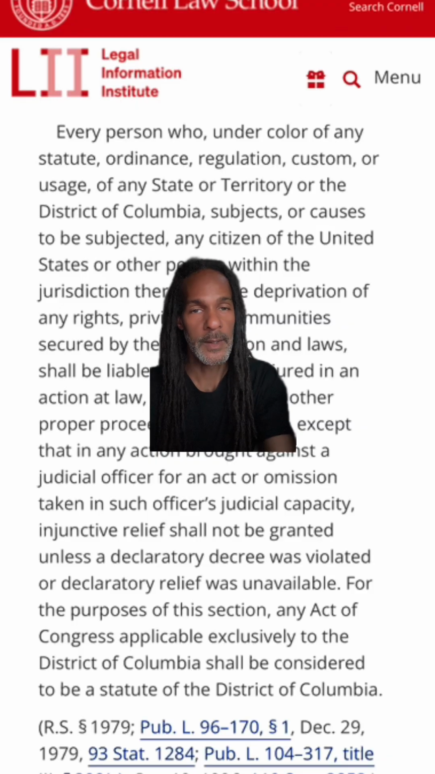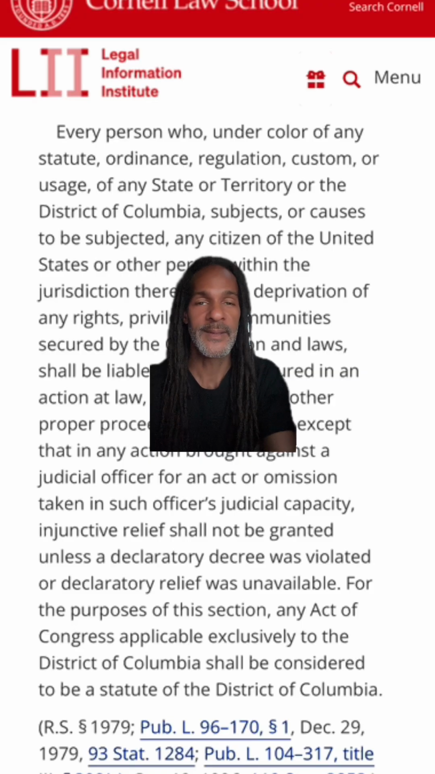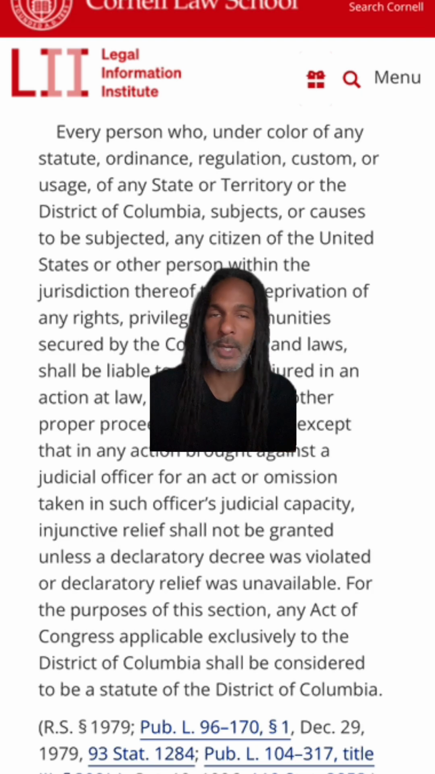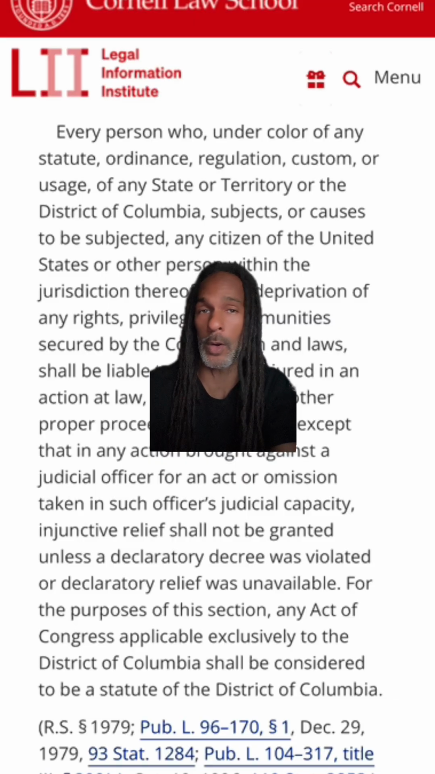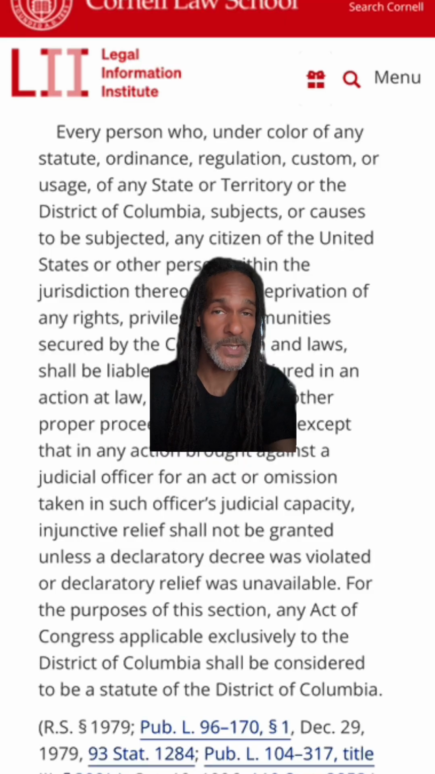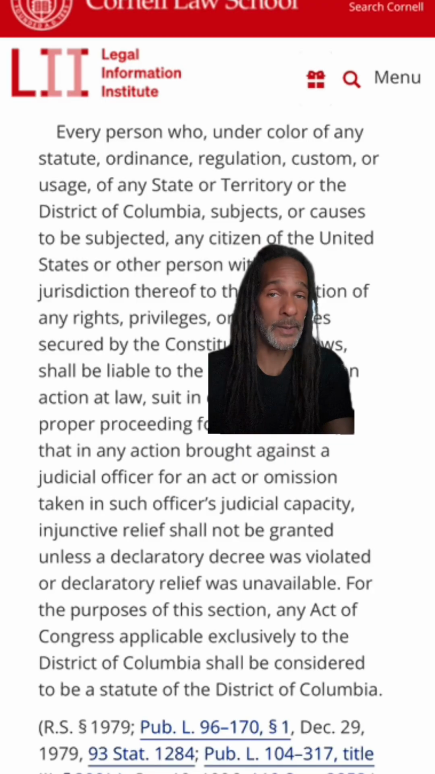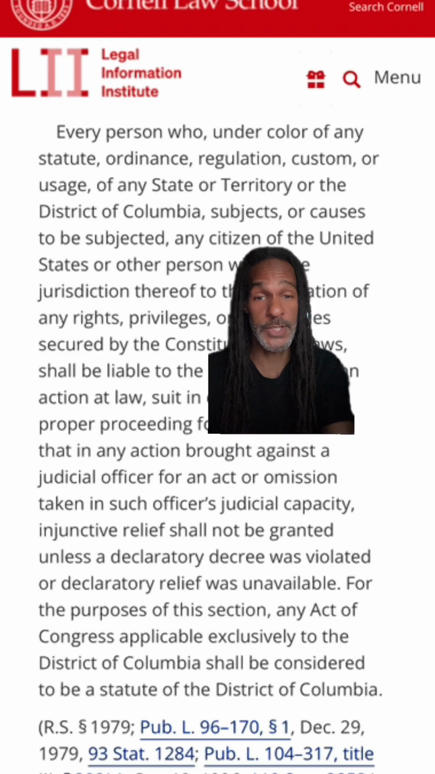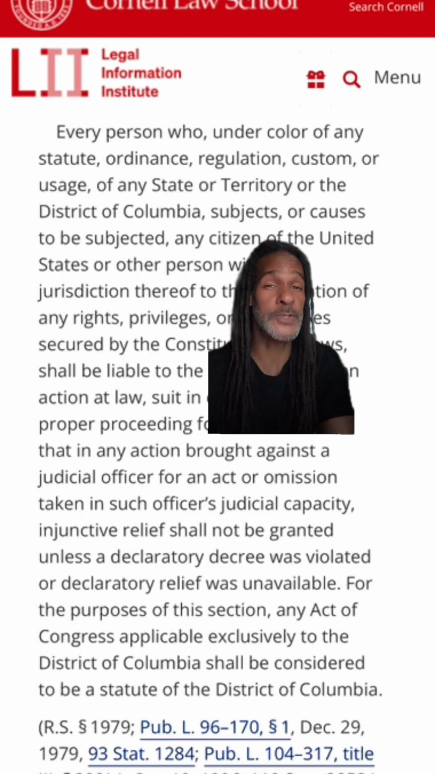So you can see here, they're saying that statutes, ordinances, regulations, customs, or usage, rules, codes are under color of law because they don't pertain to natural men and women. And you're going to have to agree or consent to that law or authority by either acquiescence, implied consent, or explicit consent. Also, it says right below that the judicial officer will not get injunctive relief if this actually proves to be true. So they can't have qualified immunity. All that qualified immunity goes out the window when you bring this action to them and you prove your case without a shadow of a doubt.